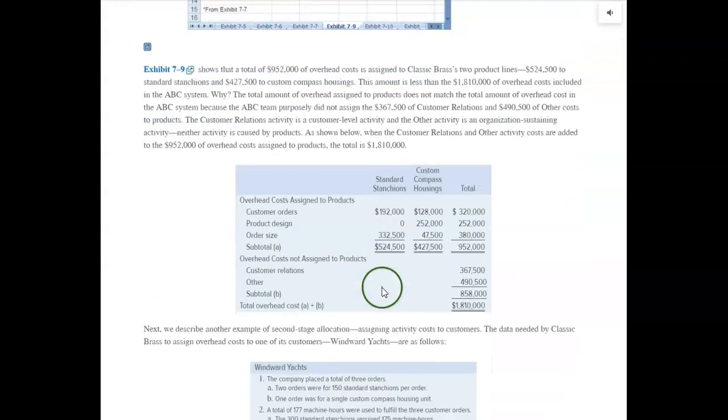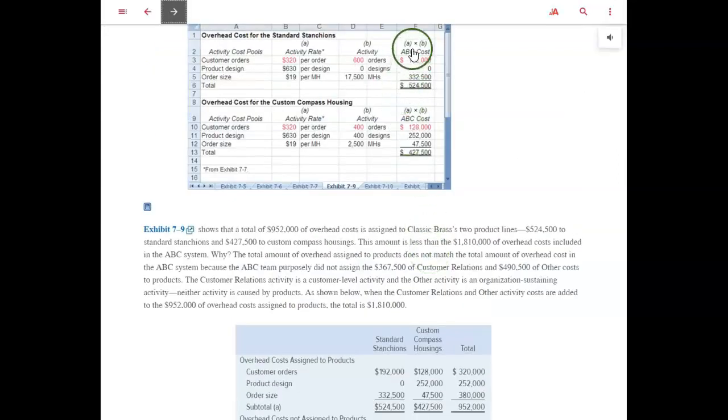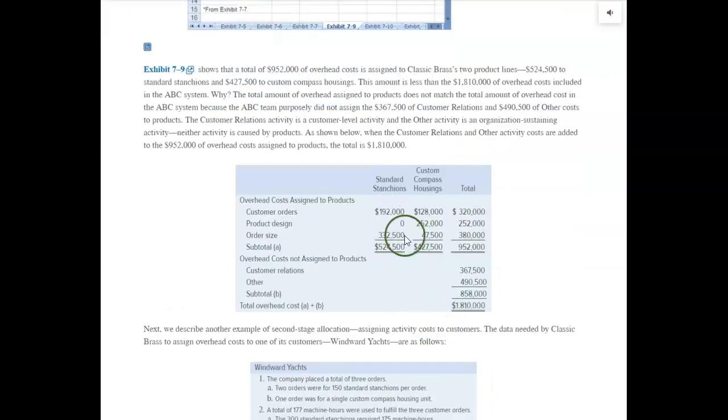Next, let's prepare a schedule just to see where things stand at this point. And again, we're just looking at overhead cost here. So the standard sections, we have the cost we just computed here and here. Let me show you. Here they are, 524 and 427.5. Same numbers. Bring it across for the total. And customer relations is still overhead cost we have not applied anywhere yet. And here's the other overhead cost. And so we've accounted in this schedule for the total overhead we're trying to allocate of $1,810,000.